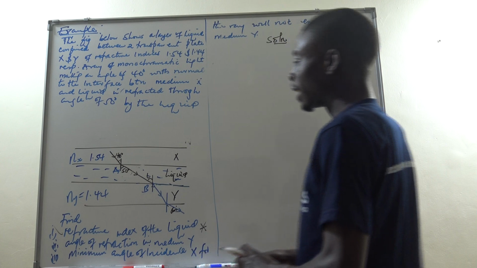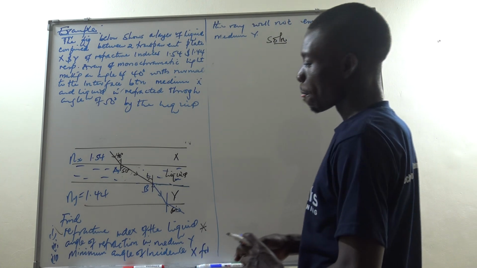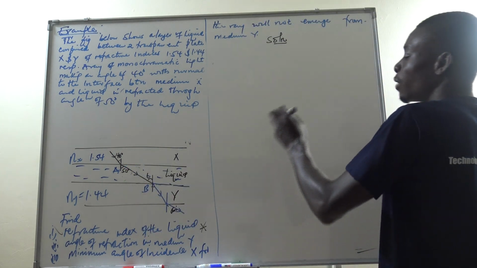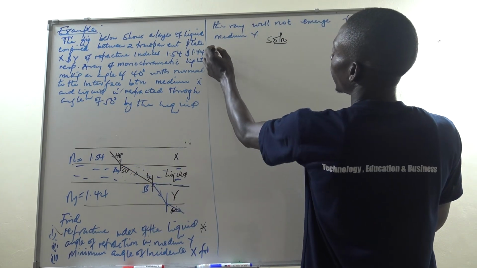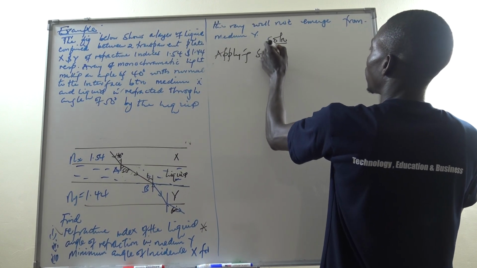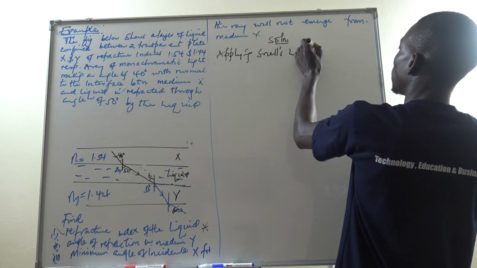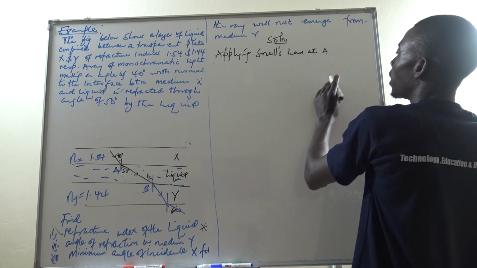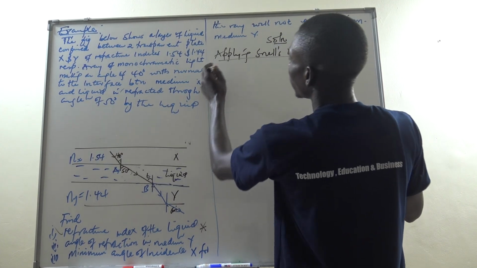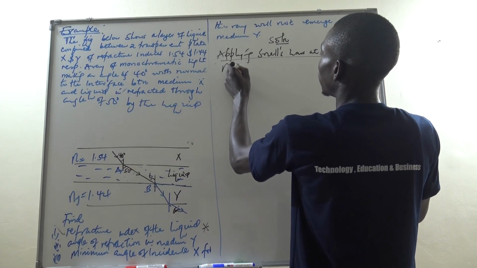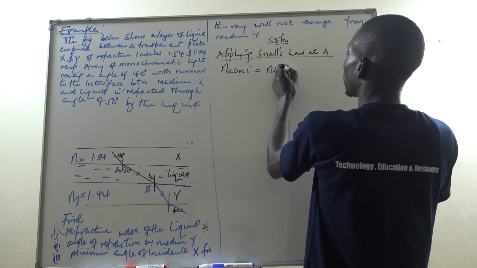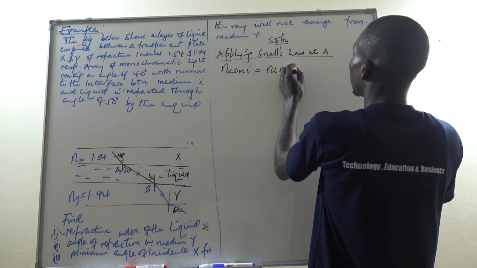They have shown for us the drawing here. So they're saying find the refractive index of this liquid here. So how do we get the refractive index of the liquid? We can say applying Snell's law at a point maybe A. And now if I'm applying Snell's law there, that means that I'll say refractive index of X, sine of angle of incidence I, and then refractive index of liquid, sine of angle in the liquid as R.